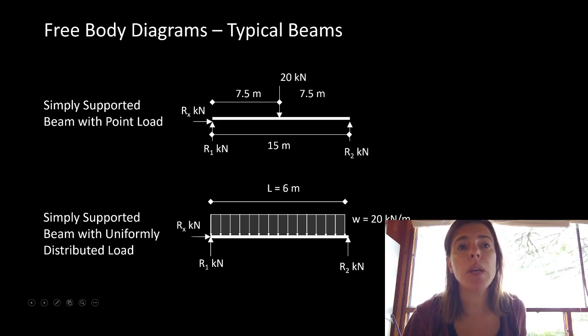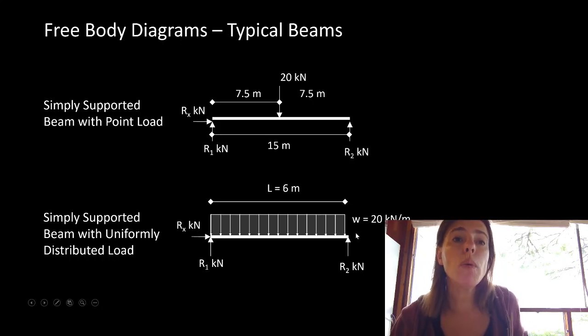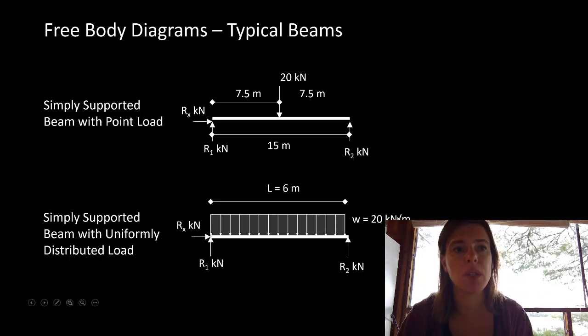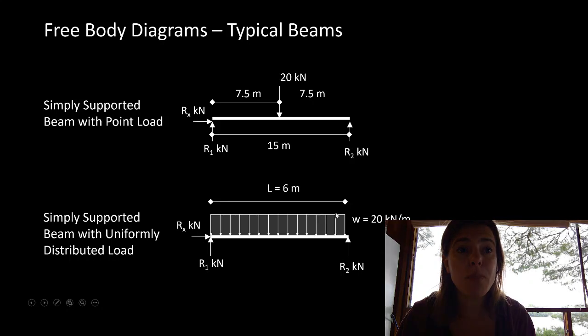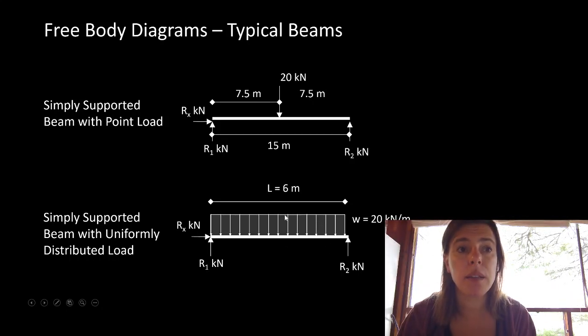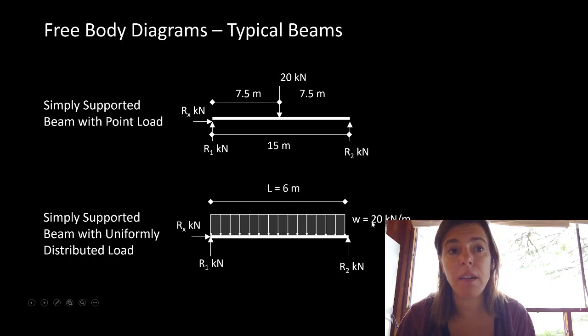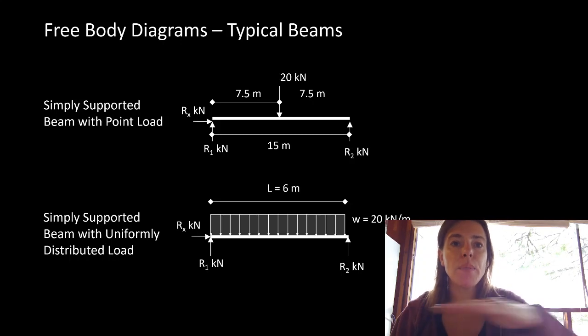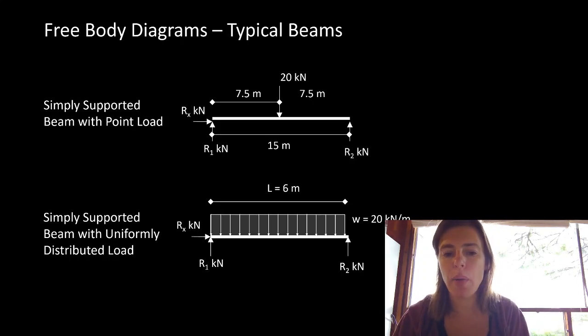We have W equals 20 kilonewtons per meter. So if you're looking at this on your slides, you can see that says 20 kilonewtons per meter. What we're saying is that every single meter of this beam has 20 kilonewtons on it. So this first meter here, 20 kilonewtons. This second meter here, 20 kilonewtons. Third meter, every one of the 6 meters here has 20 kilonewtons acting on it. And we often refer to that as kilonewtons per meter, just basically smearing the load across and talking about it in that way.